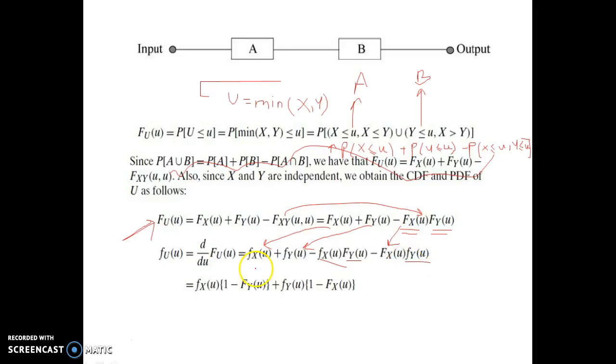So finally, if we take f_X(u) common from these two terms, we will get f_X(u) into 1 minus F_Y(u). And if we take f_Y(u) common from these two terms, we get f_Y(u) into 1 minus F_X(u). So we end up getting the CDF and PDF of the minimum of the two independent random variables.